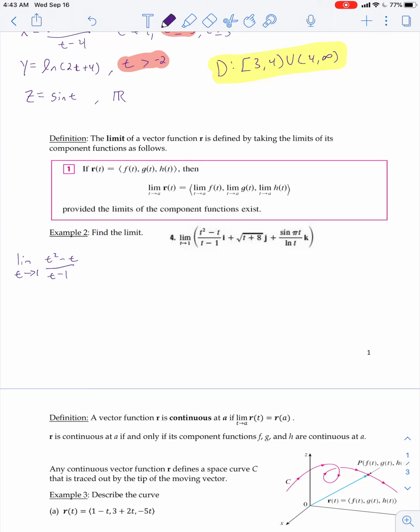And again, you can always plug in to see what we get, but if we plugged in here, we're going to get 0 over 0. Because we get 0 over 0, I'll see if I can change the way this looks, and I can rewrite this as the limit as t goes to 1, pull out a t in the numerator, t times t minus 1 over t minus 1. The t minus 1s will cancel out, and so I'm left with the limit as t approaches 1 of t. And so the limit of that function as t approaches 1 is just going to be 1.